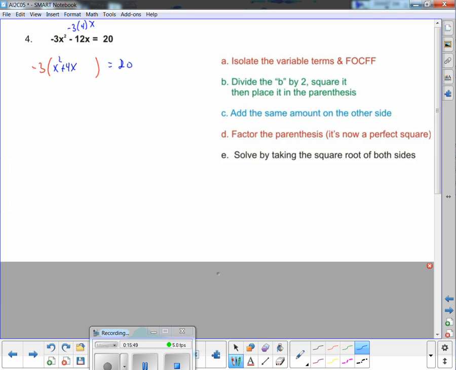All right, what's next? Josh, what's next? All right, so I'm going to divide the 4 by 2 and square it. So that one's kind of boring. 4 divided by 2 is 2. 2 squared is 4. And hopefully everybody agrees I put a positive 4 right there, right?